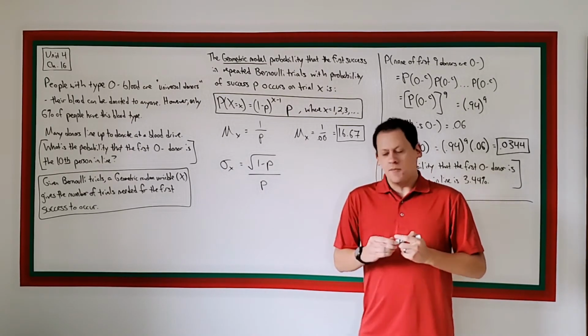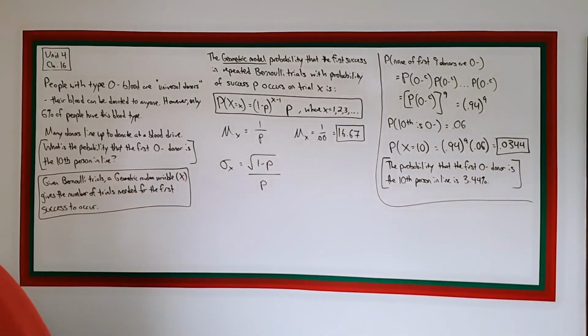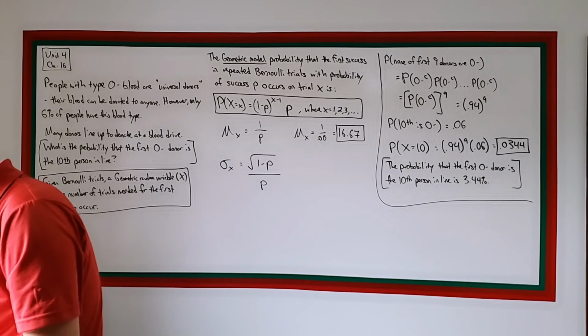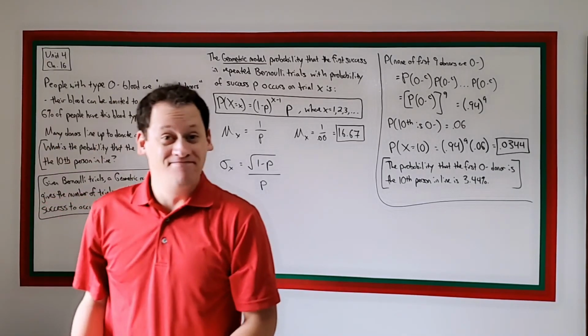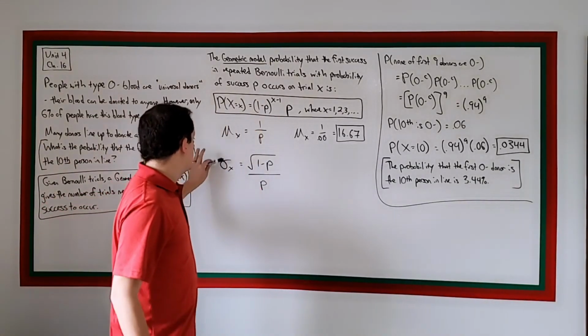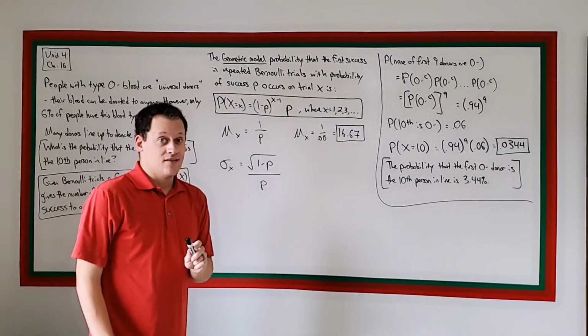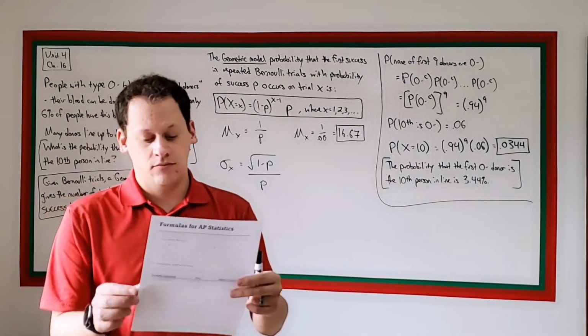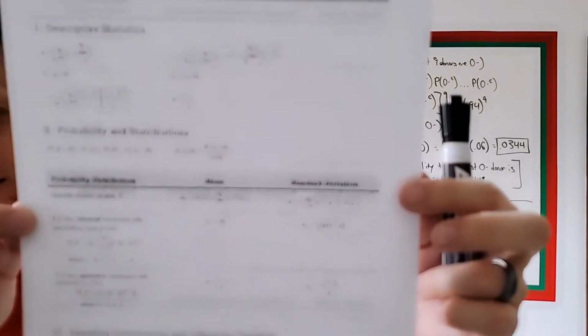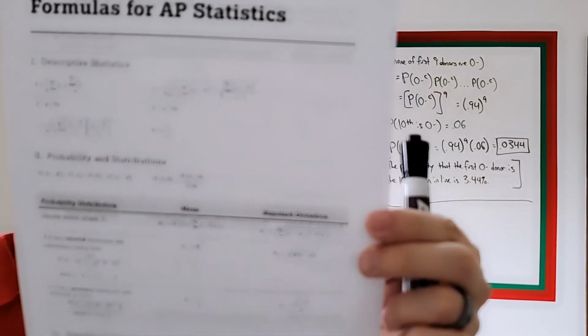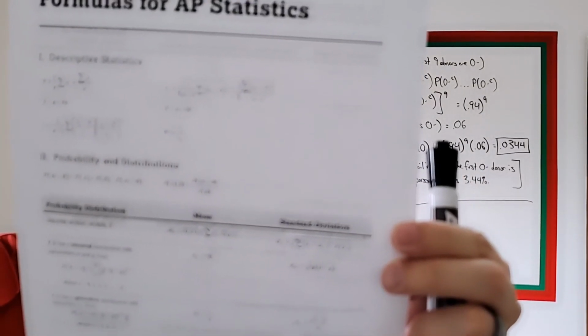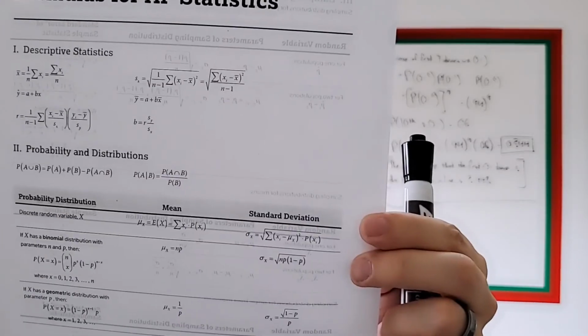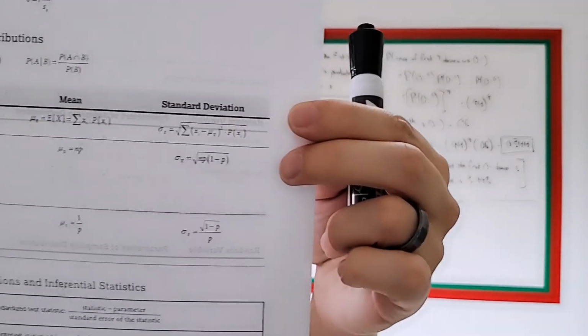I believe, and I'm going to check right here, I want to know if these formulas are on the AP test formula sheet, and they are. You do not need to memorize these. You also don't need to memorize it for a binomial random variable. Here's the AP formula sheet for the test. Let me see if I can focus on this here. There we go.